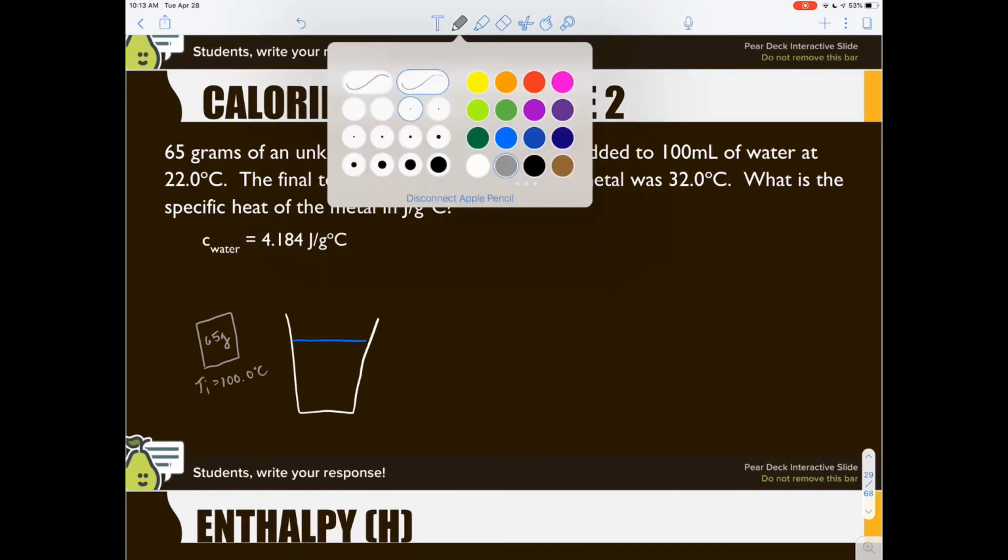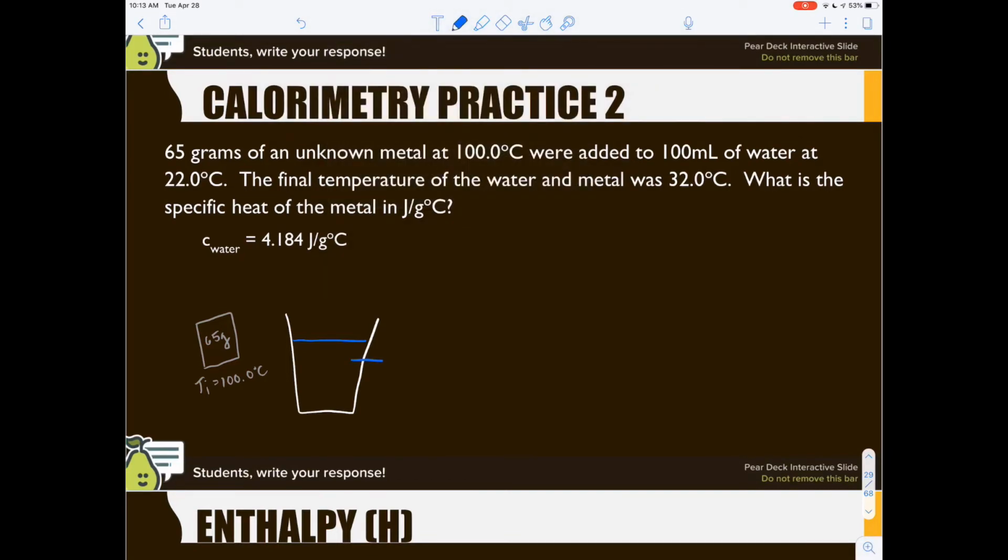It's added to 100 mils of water, but we need to know the mass of the water. This should probably be 100. just for sig figs. Okay, so 100 mils of water is 100 grams of water. It says the water is initially at 22 degrees Celsius. The final temperature of the water and the metal. So why would they have the same final temperature?